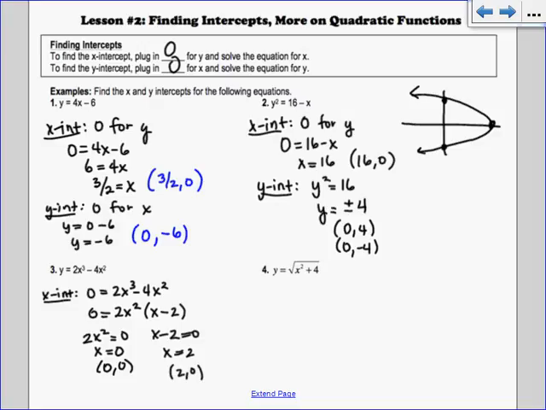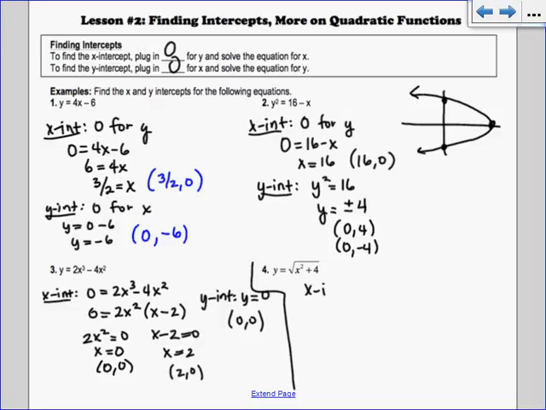All right, go ahead and find the y-intercept. So plug in 0 for the x. What do we get? 0, right? Doesn't it make sense? Because we already have 0, 0. That's the origin. So the y-intercept is also 0. That makes sense.